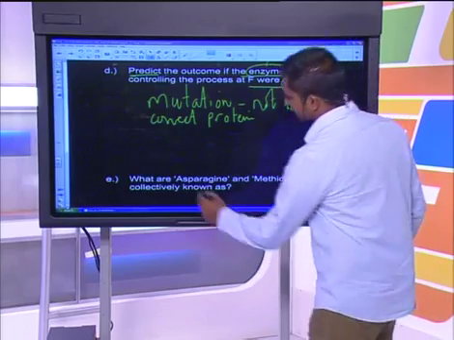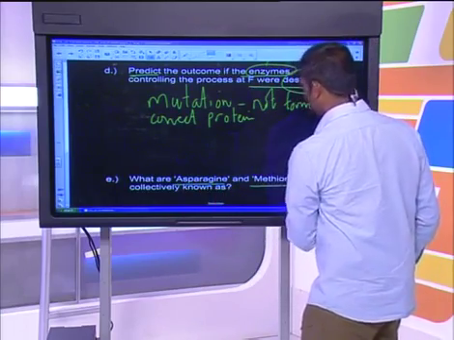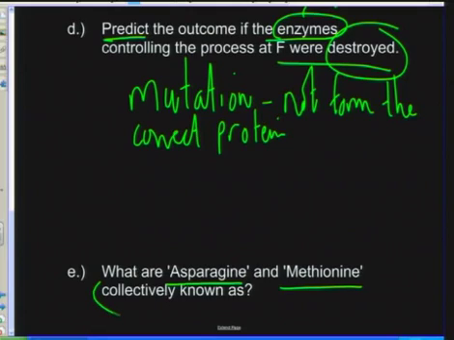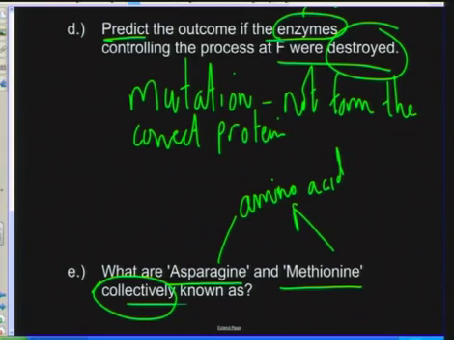What are asparagine and methionine collectively known as? And that's a key word here, collectively. I've mentioned that asparagine is an amino acid. Both of them are amino acids. But the question is, what are they collectively known as? If you said amino acid, you'll be correct because they are known as amino acids. But the question wants you to describe what they are collectively known as. Hope you guys are thinking about this.